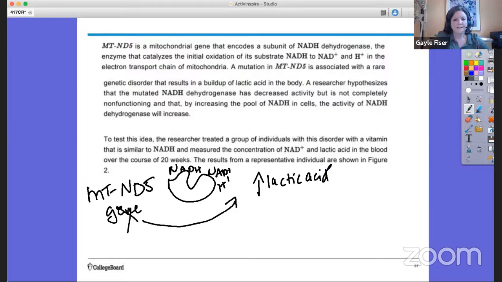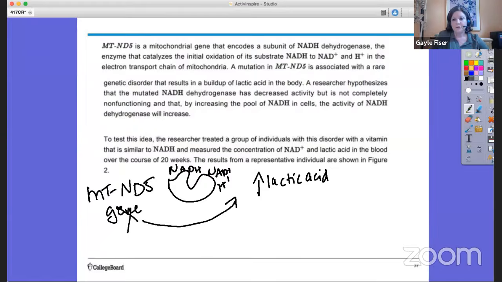A researcher hypothesizes that the mutated NADH dehydrogenase has decreased activity, but is not completely non-functioning, and that by increasing the pool of NADH in cells, the activity of NADH dehydrogenase will increase. To test this idea, the researcher tested a group of individuals with this disorder with a vitamin that is similar to NADH and measured the concentration of NAD plus and lactic acid in the blood over the course of 20 weeks. The results from a representative individual are shown in figure 2.